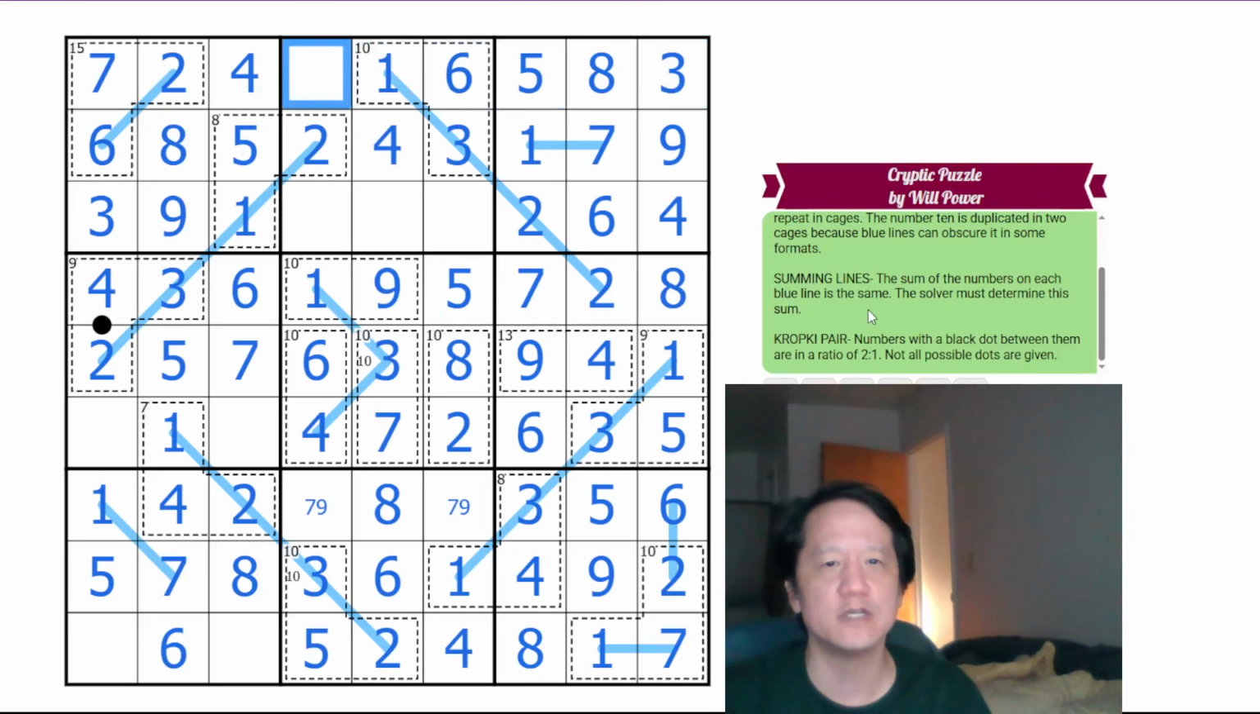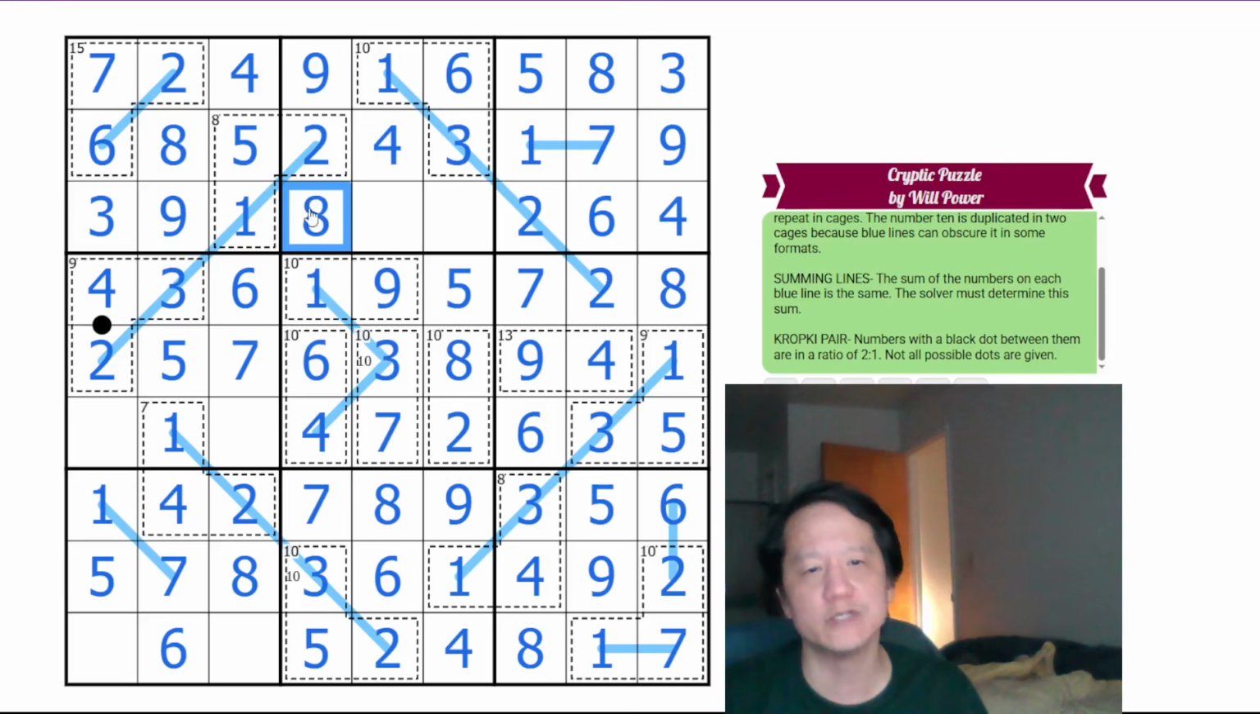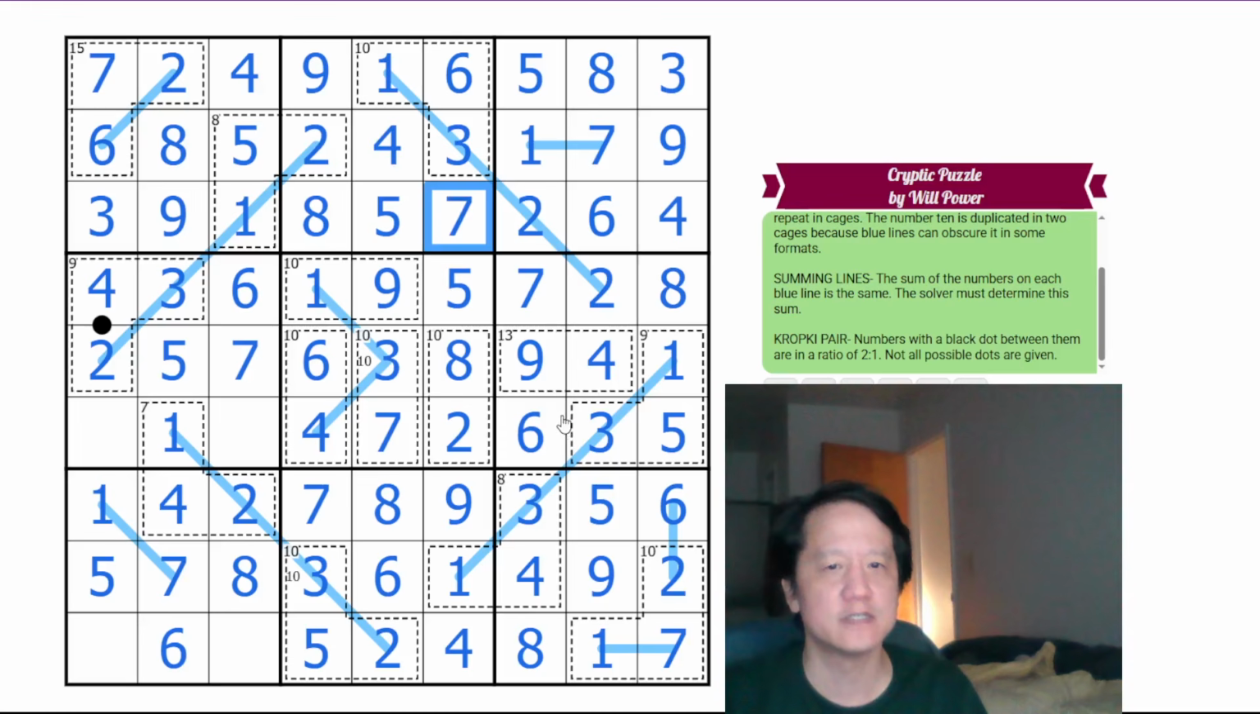The remaining digit in row 1 is a 9. 9 eliminates 9 here, so it's 7 and 9. Remaining digit in column 4 is an 8. Column 5 is a 5. Column 6 is a 7.